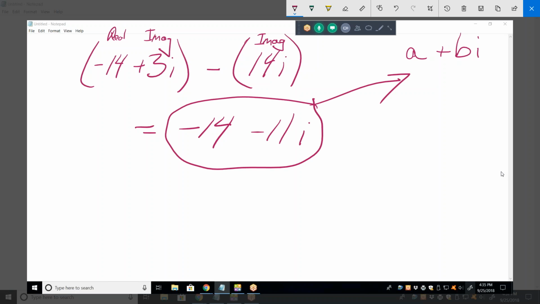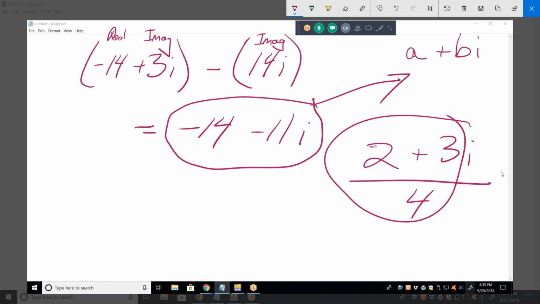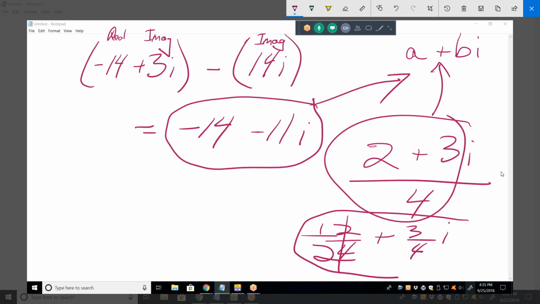In other words, you wouldn't want an answer like this. If I gave you an answer like that, that is not in that form. I would need to change it to 2/4 plus 3/4 i. Then I'd make that 1/2. So now I would have it in a plus bi form. That's what they mean when they say stick it in a plus bi. Okay?